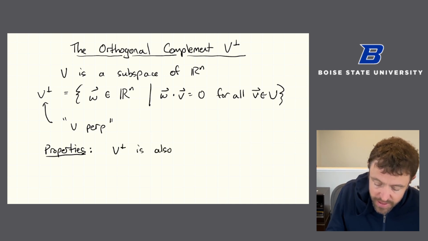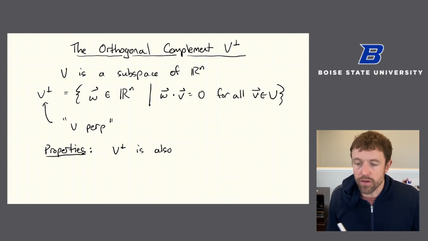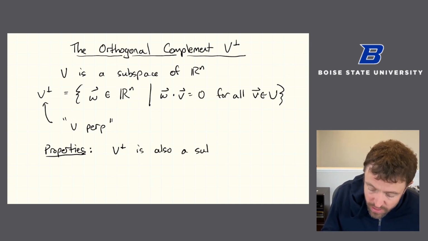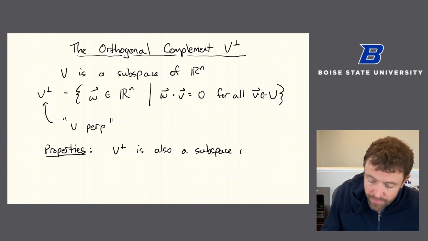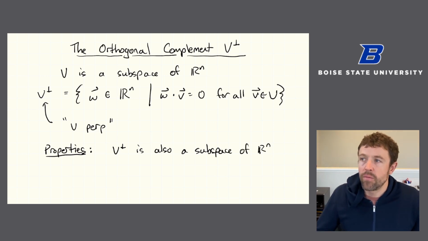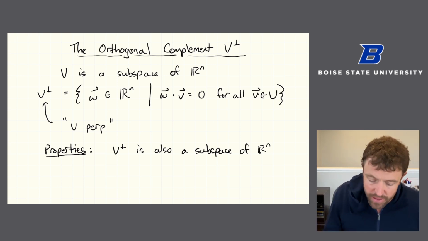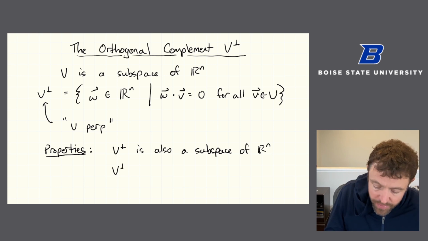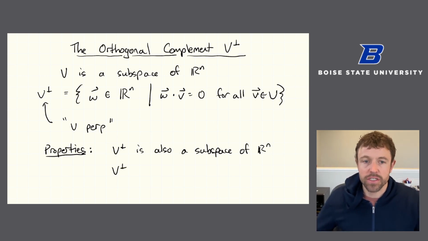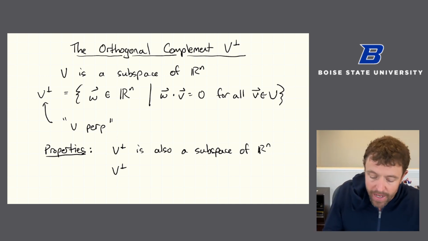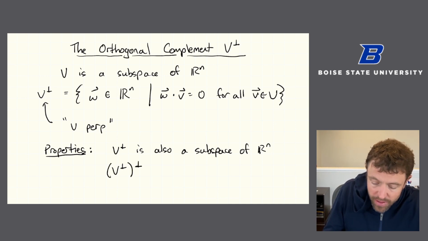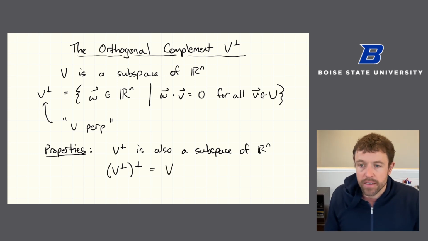So V is a subspace of Rn just by definition. That's what we're starting with. V perp is also a subspace of Rn. What else did we notice? Well, one thing that we noticed is that in our example, initially V was the green plane and V perp was that orange line. And when I asked, what is the orthogonal complement of V perp, I got my original space back.